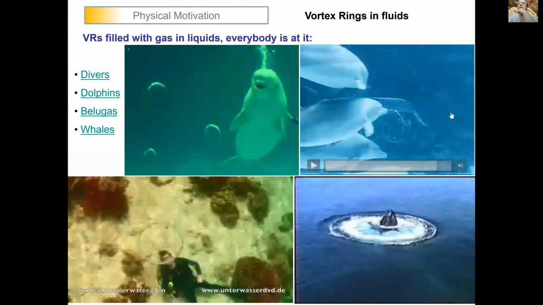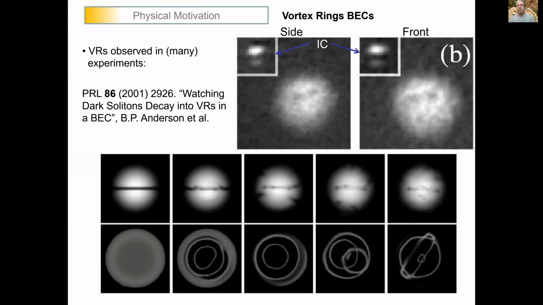And you see how it got destroyed because they do not hold their stability forever. So you can see there are many systems in nature where these vortex rings appear. The application that I'm going to be interested in is bosons and condensates.